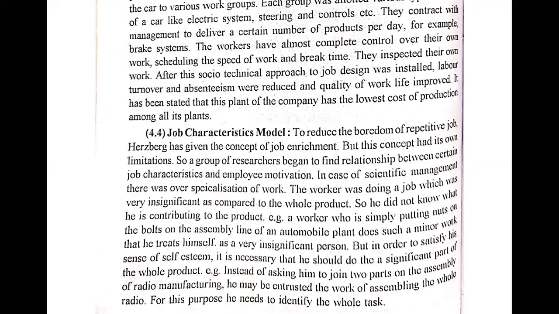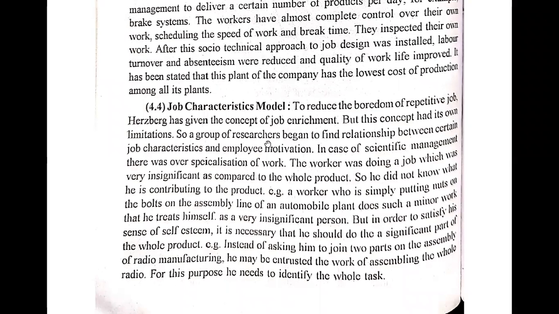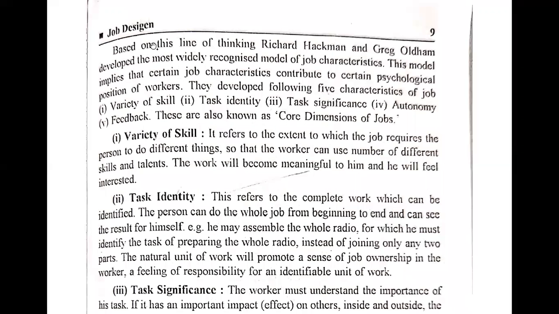He must be asked to make the whole product so that he can realize the value of what he is making, and he will be motivated himself to do the work in a better way. So based on this line of thinking, Richard Hackman and Greg Oldham developed the most widely recognized model of job characteristics. This model implies that certain job characteristics contribute to certain psychological states of workers. They developed the following five characteristics of a job: variety of skills, task identity, task significance, autonomy, feedback. These are also known as core dimensions of the job.